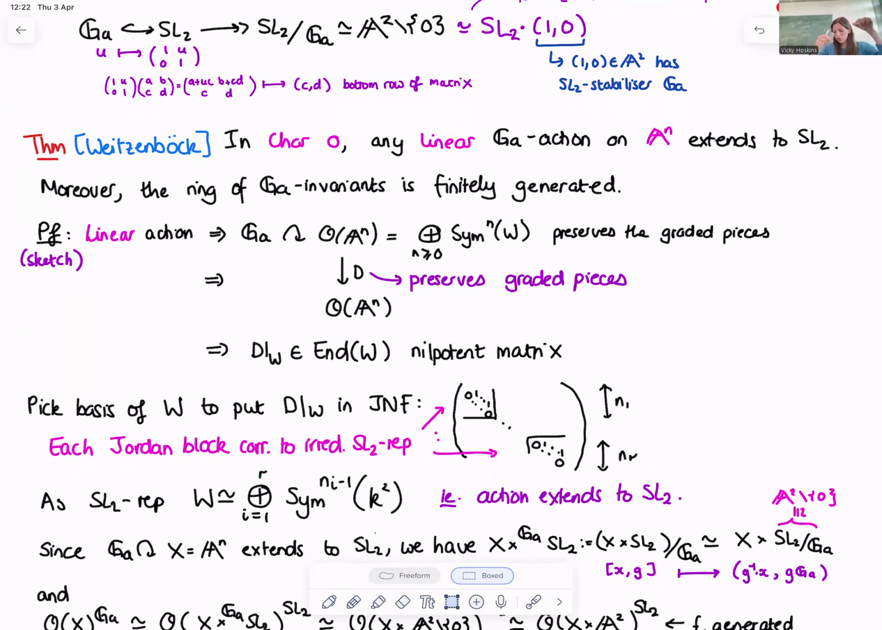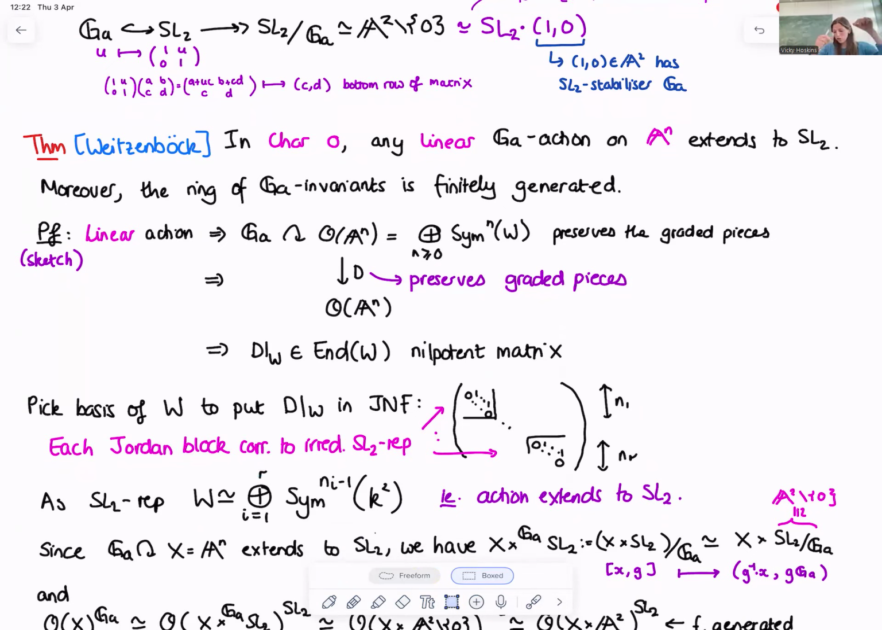Okay. So this is this n-dimensional vector space corresponding to the affine space that we were looking at. Well, I guess there's a dual somewhere. Okay. So now we know that the action extends to SL2.